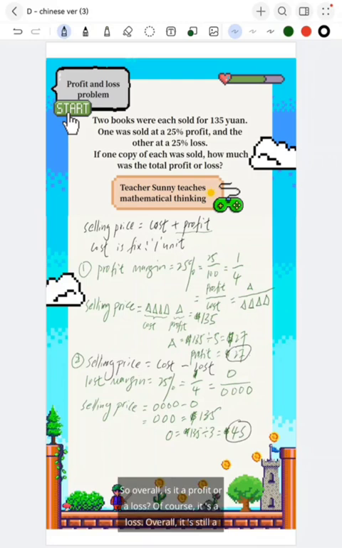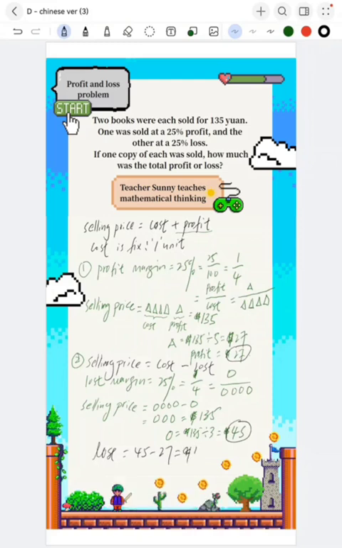So overall, is it a profit or a loss? Of course it's a loss. Overall, it's still a loss because the amount lost is greater than the profit made. So how much was lost in total? Altogether, it's a loss of 45 minus 27, which means the overall total loss is 18 yuan.